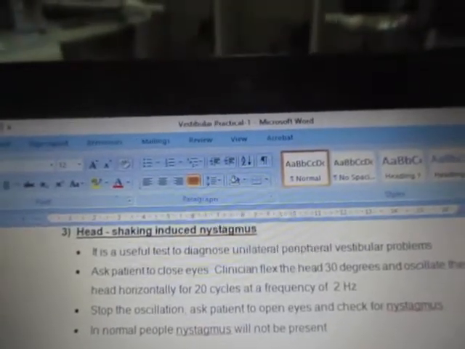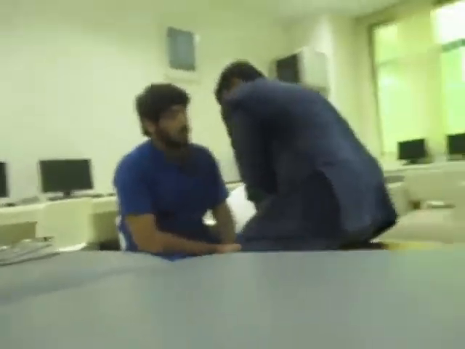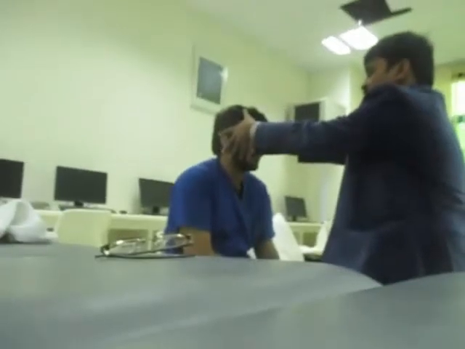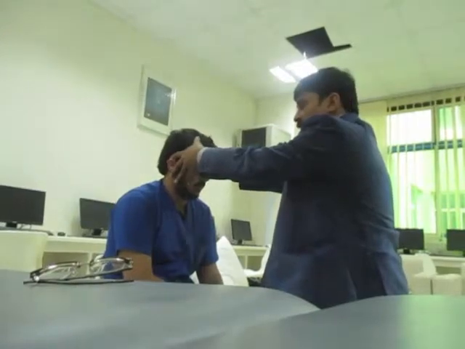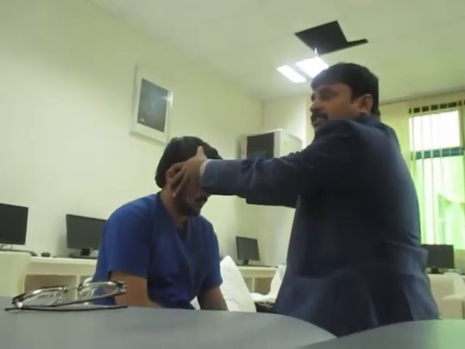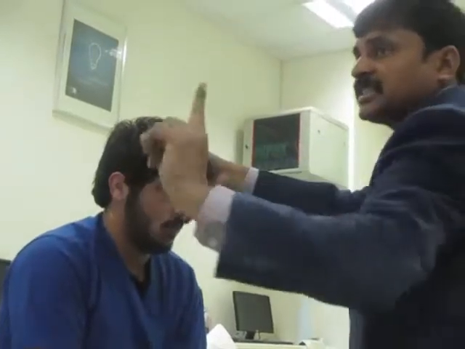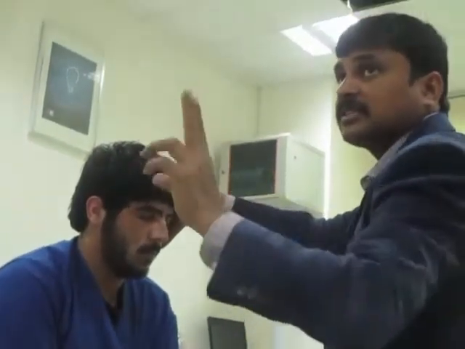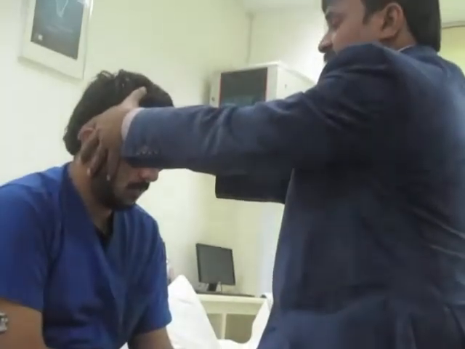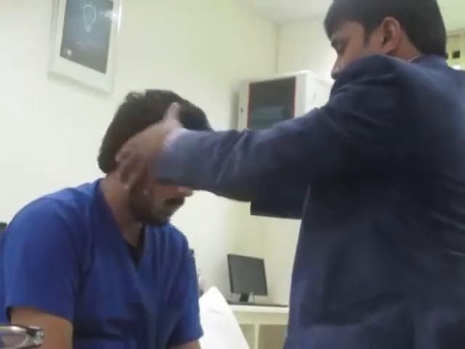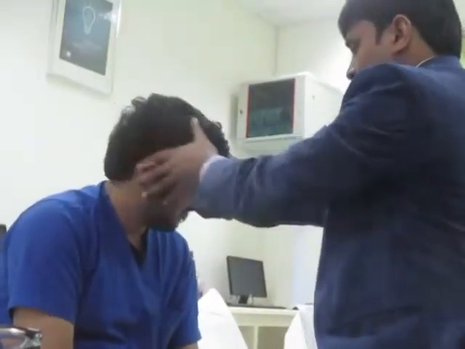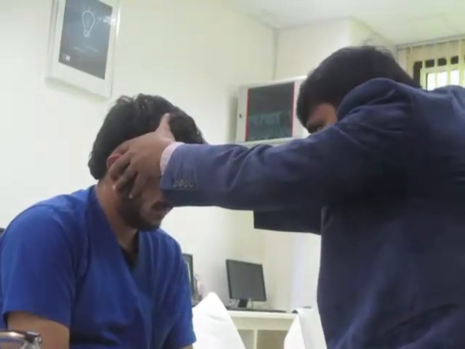Very simple test. You can be in front of the patient or behind the patient, but it is better to be in front. Ask the patient to close the eyes, flex the head to 30 degrees and move the head horizontally with a frequency of 2 cycles per second. Like that you have to do 20 cycles. Then ask the patient to open the eyes and see whether there is any nystagmus.